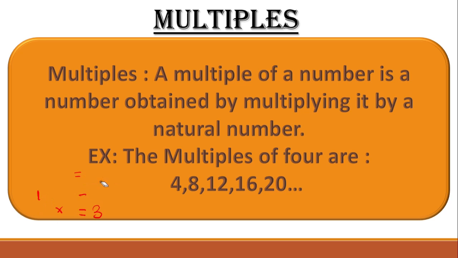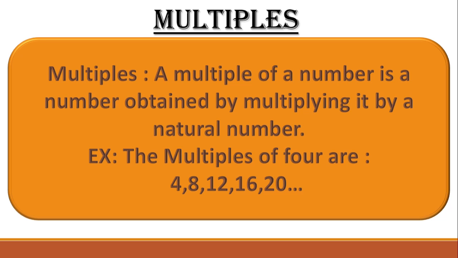So these are the multiples. Now let's see another example. So we have 4. So 4 into 1 is 4, 4 into 2 is 8, 4 times 3 is 12, 4 times 4 is 16, and 4 times 5 is 20. So multiples are infinite. Since numbers are infinite, multiples will also be infinite.